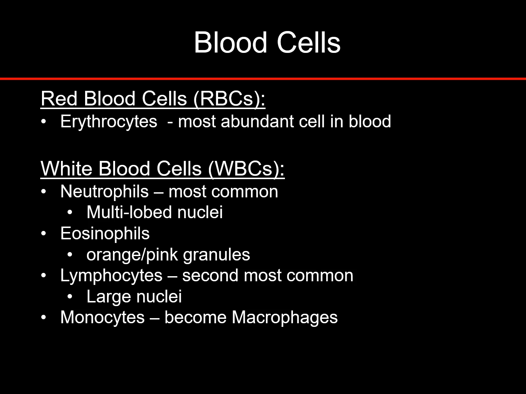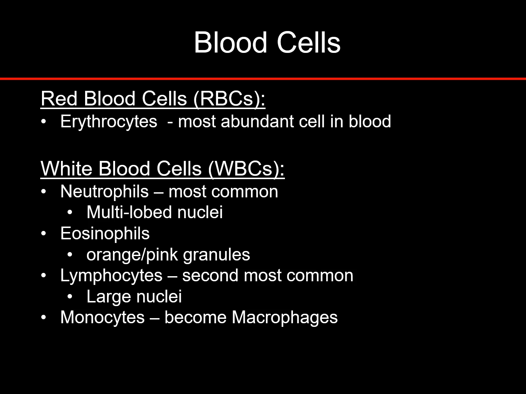And then we have eosinophils. Eosinophils are very similar to neutrophils, except that their nucleus is a little bit different. It doesn't have as many lobes, so it doesn't look as lumpy. Also, the granules inside the cell are bright orange or a pinkish color, so they're very easy to identify. And then we have lymphocytes, and they're the second most common. They're a lot smaller than neutrophils, but they have a very large nucleus. The nucleus makes up most of the cell. So we'll see some pictures of those.